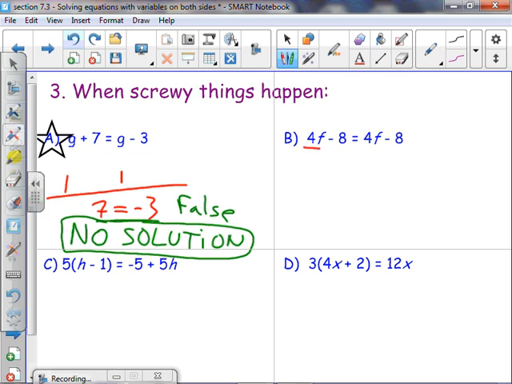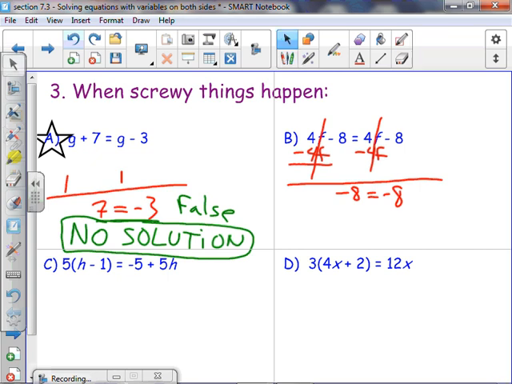Okay? So what I am going to do is take 4f from one side. That adds up to 0. I'm going to take 4f from the other side. That adds up to 0. What am I left with? -8 equals -8. Once again, we are left with no variables, just a statement that has numbers. In this case, -8 equals -8, this one's true.